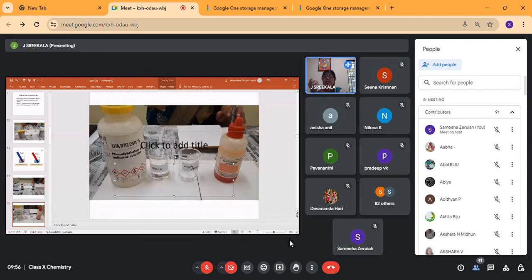With the base, methyl orange gives, orange color? No, yellow. The base is NaOH. With NaOH we have seen yellow color, no? So with the base, NaOH, methyl orange gives yellow color. And with acid, methyl orange gives orange color.